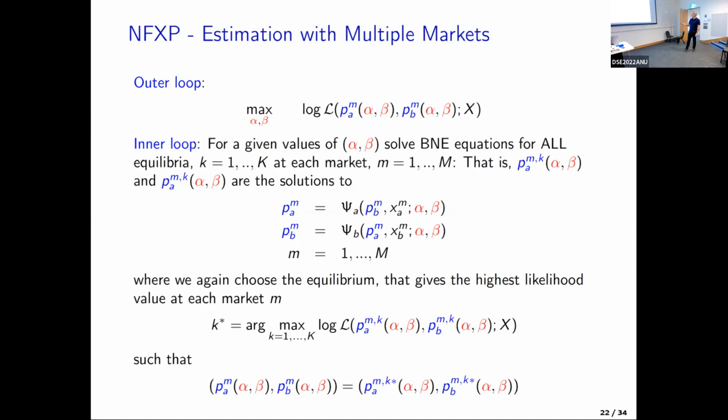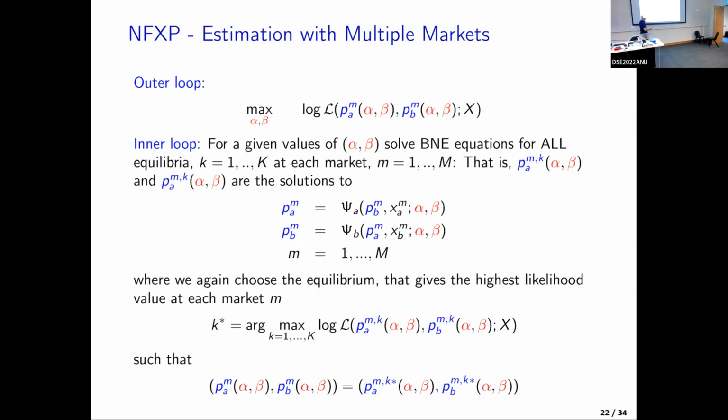So for each market, we're going to get investment probabilities for each of the 2 firms, potentially for several different equilibria that we index by K. These are going to be solutions to these Bayesian-Nash equilibrium equations. Essentially, this is going to be the crossing points of the best response functions that we have looked at so far. Of course, they're going to be different for different markets, because different markets have different values of X. And then we choose again the equilibrium that gives the highest likelihood.